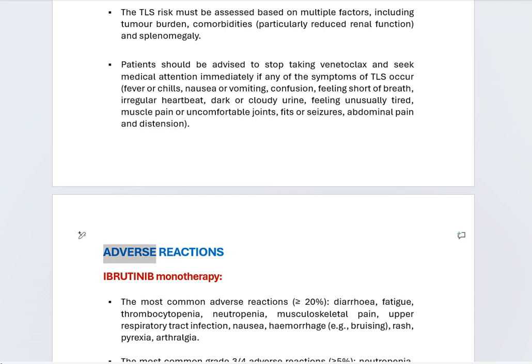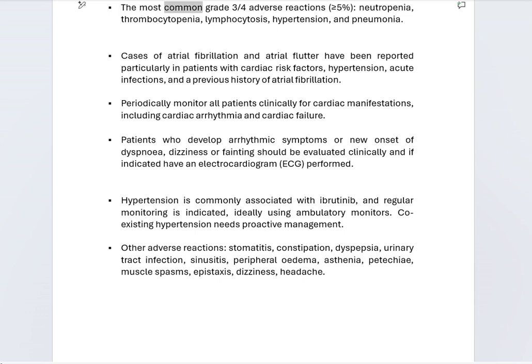Adverse reactions. Ibrutinib monotherapy. The most common adverse reactions, greater than or equal to 20%: diarrhea, fatigue, thrombocytopenia, neutropenia, musculoskeletal pain, upper respiratory tract infection, nausea, hemorrhage, e.g., bruising, rash, pyrexia, arthralgia. The most common grade 3/4 adverse reactions, greater than or equal to 5%: neutropenia, thrombocytopenia, lymphocytosis, hypertension, and pneumonia.